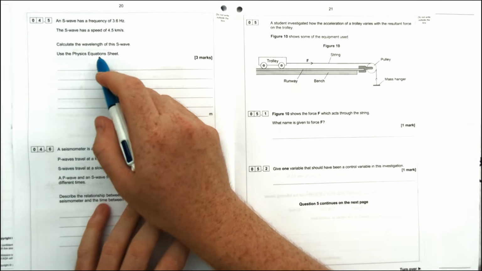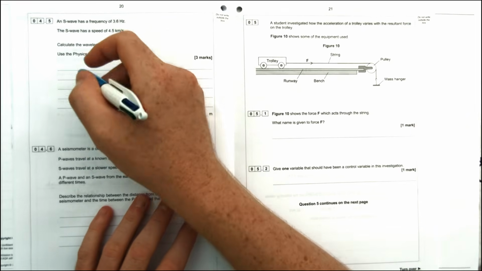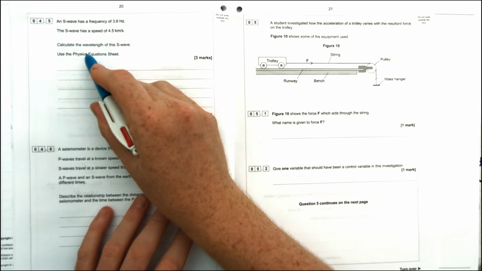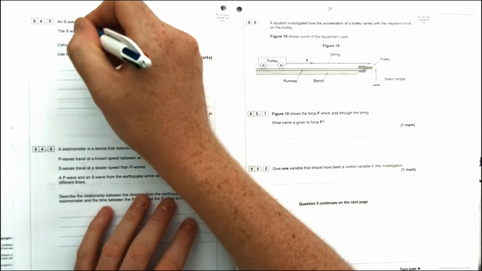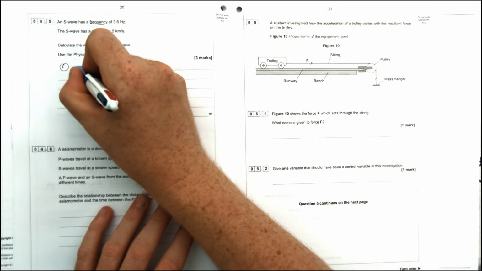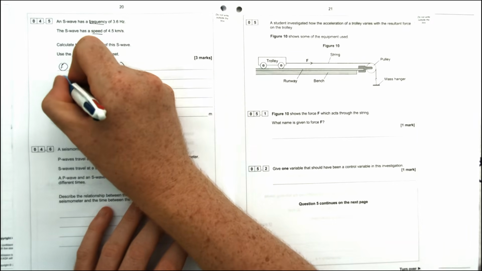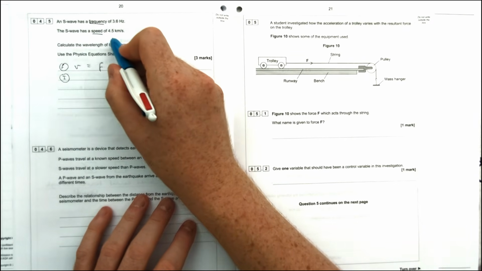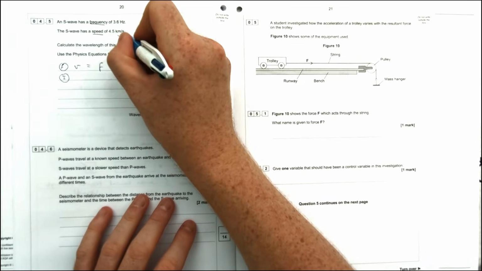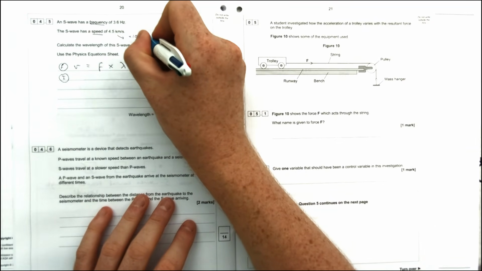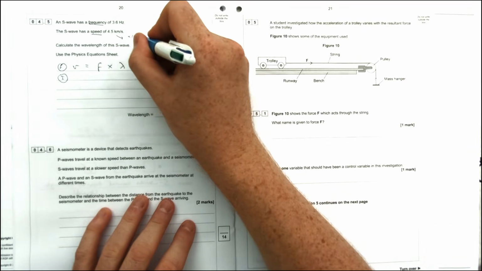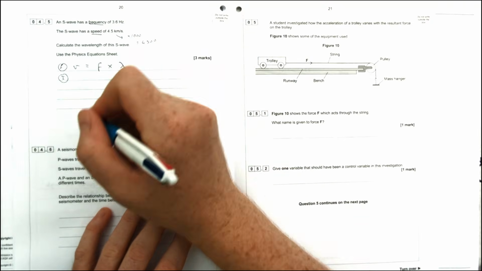Should be a relatively easy 3 marks, although we have got a conversion to do straight up. We're trying to work out the wavelength. We've got frequency and we've got speed. So our formula here is going to be velocity or speed equals frequency times by wavelength from your equation sheet. We're going to insert our values. As I mentioned, this is kilometers per second, so this needs to be in meters per second. That's the standard unit for speed, so therefore that's 4,500 meters per second.